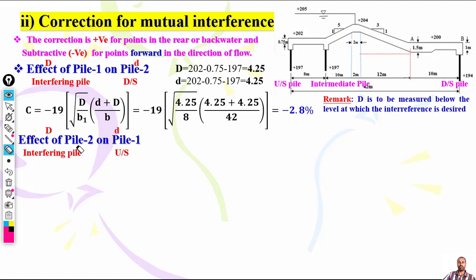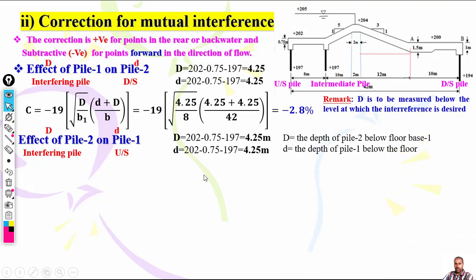So this is upstream, but here this is downstream. Upstream and downstream, but the flow is in this direction. So as much as possible, try to just give capital D and small d, then you calculate. D will be 202 minus 0.75 minus 197, which is 4.25, and 202 minus 0.75 minus this one, you just simply insert the value.